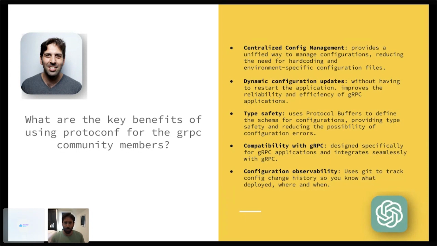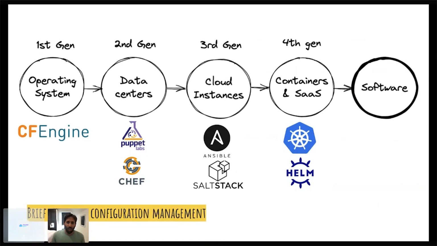It's compatible with gRPC because it was built for applications built with gRPC. And since it uses Git, you get configuration observability and history of what configuration changed and when. So I want to talk about all of this, but first I want to give a brief history of configuration management and how we got here. This is a condensed version of a longer talk that I did, so I took the last slide.